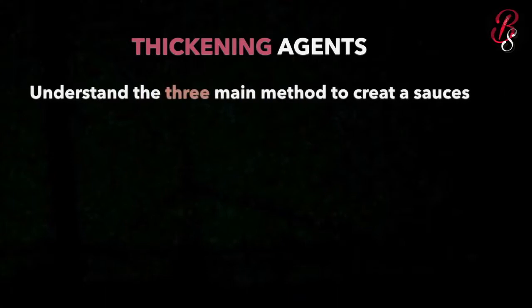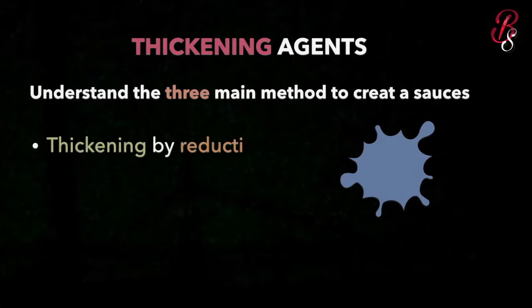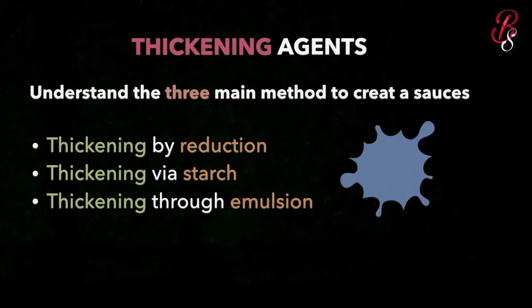So here we go with the next term. Here is thickening agent, right? Understand the 3 main methods of creating a good sauce. What we generally use for thickening is thickening by reduction, thickening via starch, and thickening through emulsion. These are 3 important terms that we need to know, and these are the only 3 ways we can go for thickening.